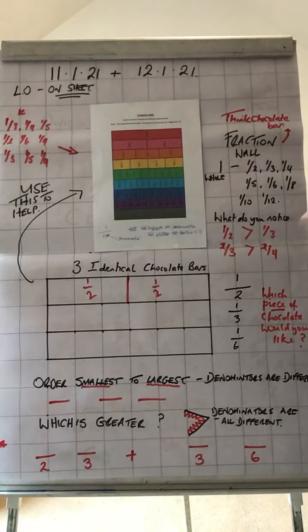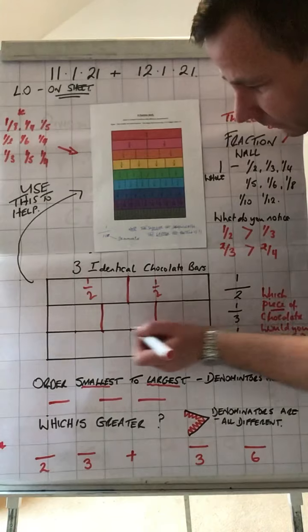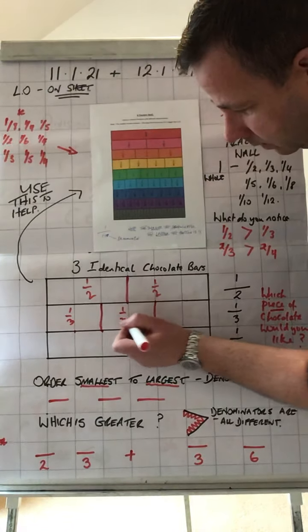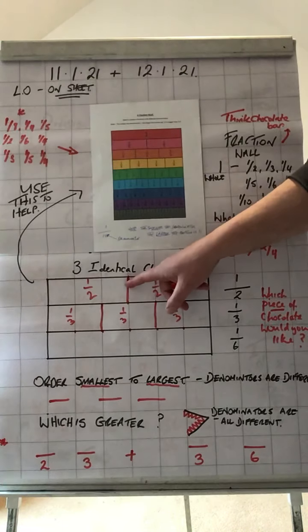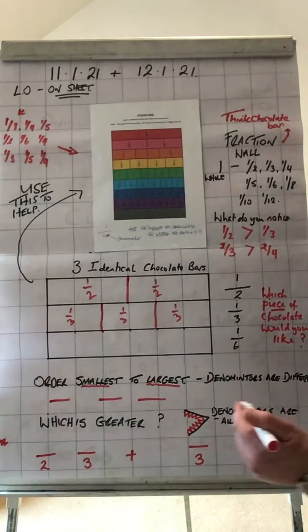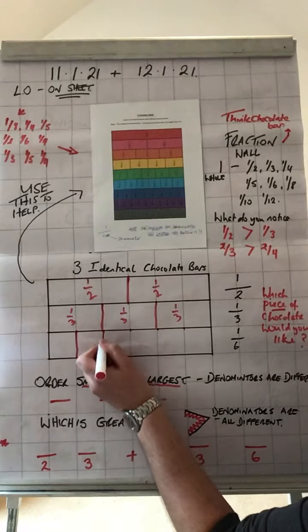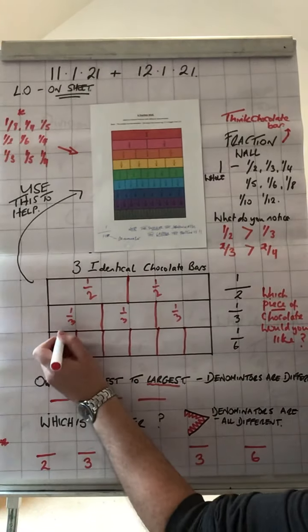If I was to divide it into thirds, I've already pre-marked it for myself, this is the value of 1/3, that size, and hopefully you're already seeing half a chocolate bar is a lot bigger than 1/3 of a chocolate bar. And if I was to split that chocolate bar into sixths, look how small each piece is.